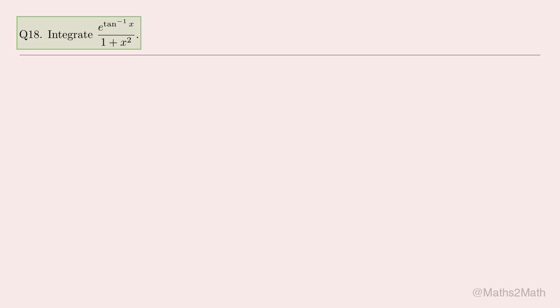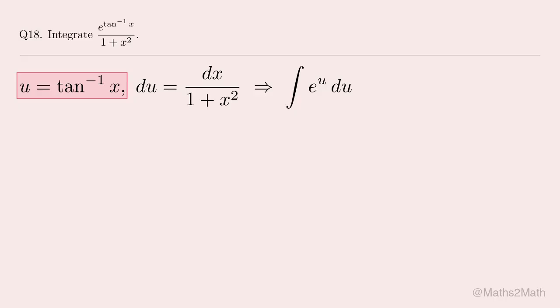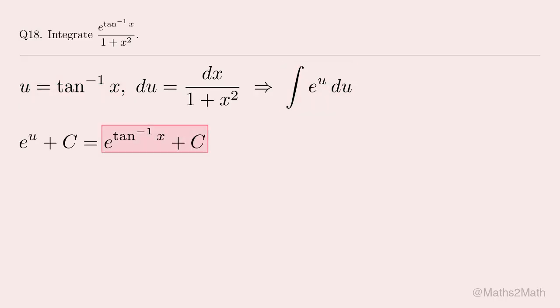Question 18. The exponential of inverse tangent with its derivative alongside. A perfect substitution, u equals inverse tangent x, absorbs the denominator entirely. The exponential integrates to itself.